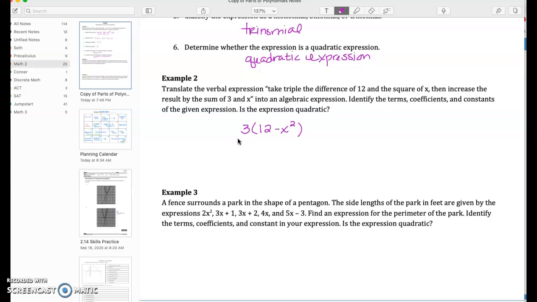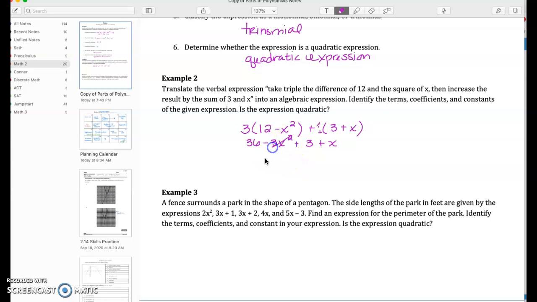And then increase the result, so increase is addition, by the sum of, again, that's another word for addition, 3 and x. So triple, 3 times the difference, subtraction, 12 minus x squared, plus the sum of 3 plus x. So we're going to distribute the 3. 12 times 3 is 36, minus 3x squared. We're really just multiplying by 1 here. So this is going to be 3 plus x.